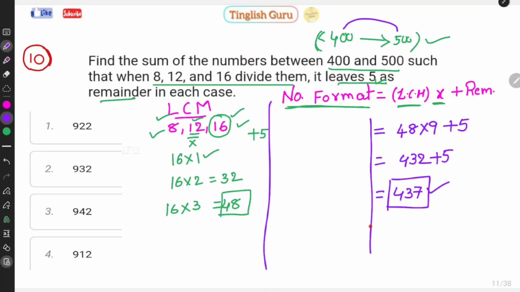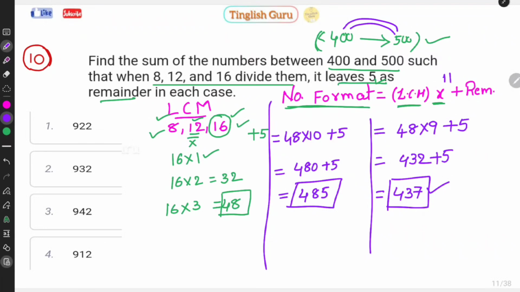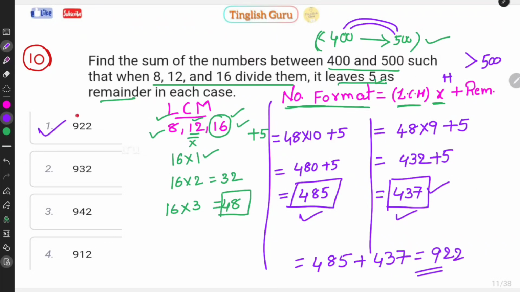Next, also substitute x is equal to 10, that is 48 into 10 plus 5. This is nothing but 480 plus 5, that is equal to 485. So this number is also between 400 and 500, and if you put x is equal to 11, it will be greater than 500. So only these two numbers satisfy our answer, but we are asked to find the sum of these numbers, that is 485 plus 437, and our answer is 922 after addition. So option 1.